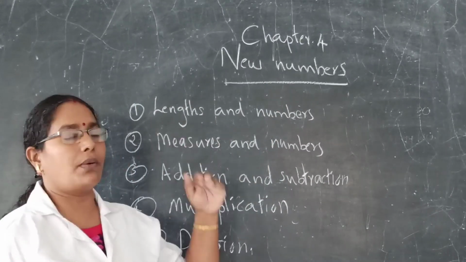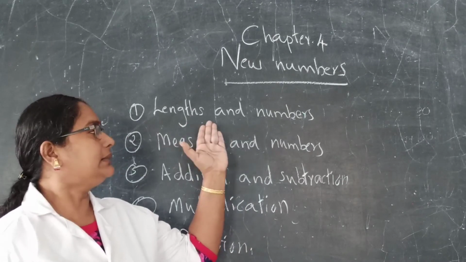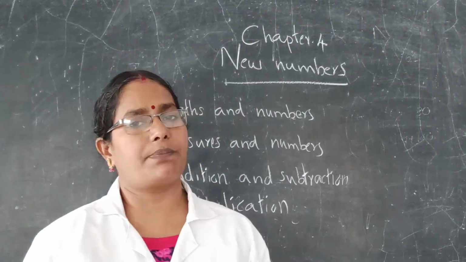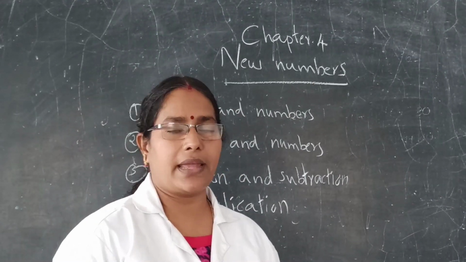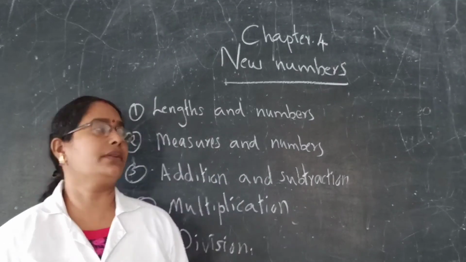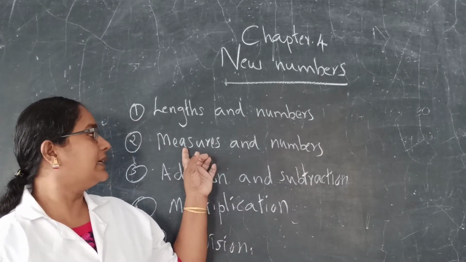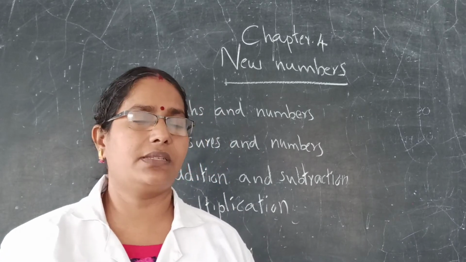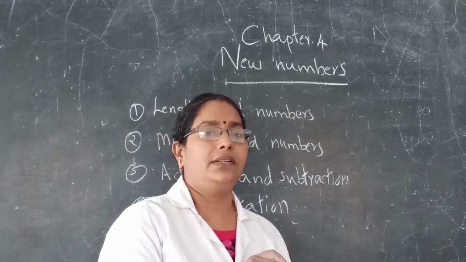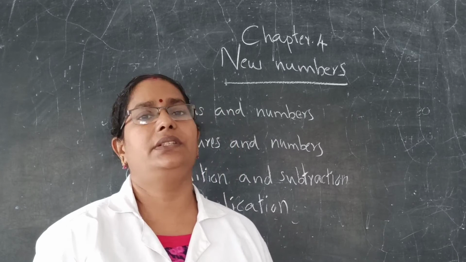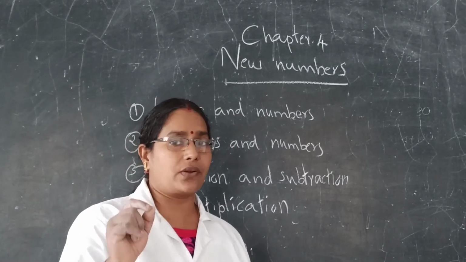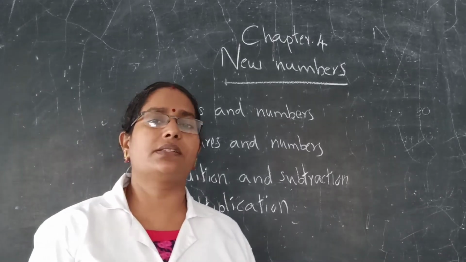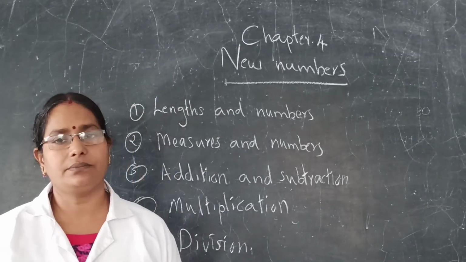The main subtopic is length and numbers. Length is represented by numbers, and length and numbers are used in examples. Second, measures and numbers. Length is measured by numbers, then measures. Some measures are right in numbers, but sometimes not accurate, so at that time we use new numbers. New numbers, addition and subtraction.